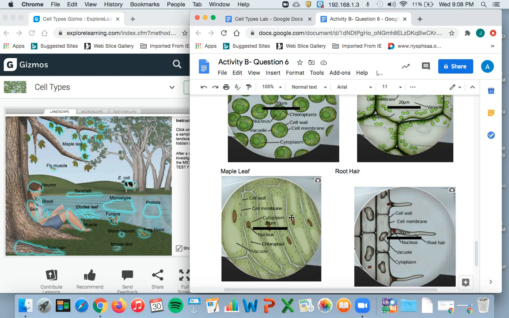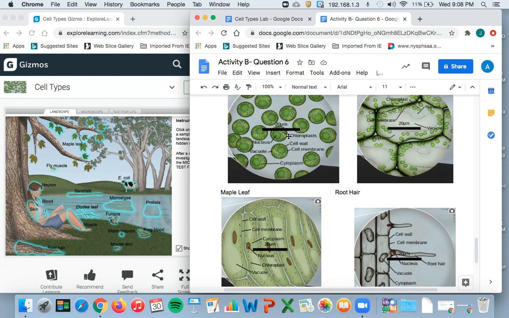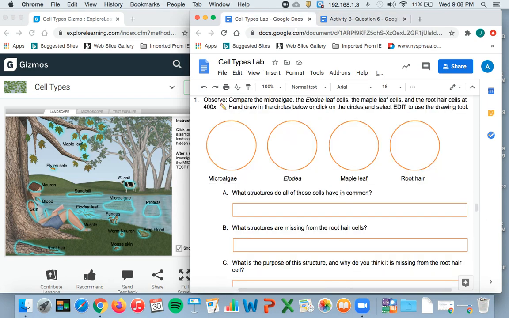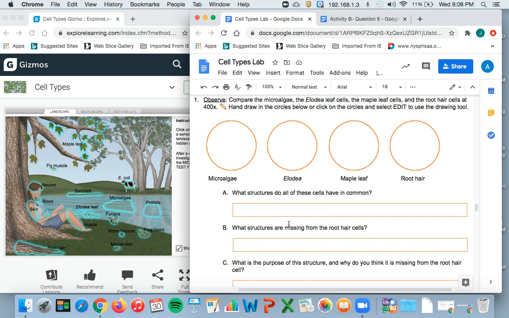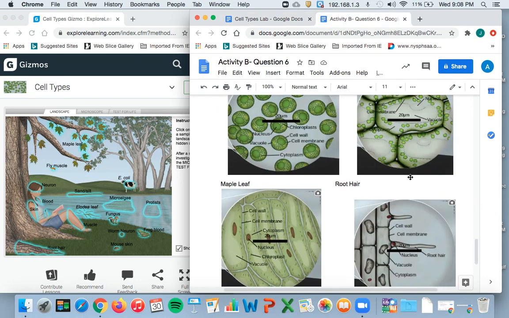Okay, so if you see the structure in all 4 of these pictures, you are going to add that structure here. At this point, you can pause the video again, so you can read the names of the structures, and you are writing the answers in your document. Then we're going to take a closer look.